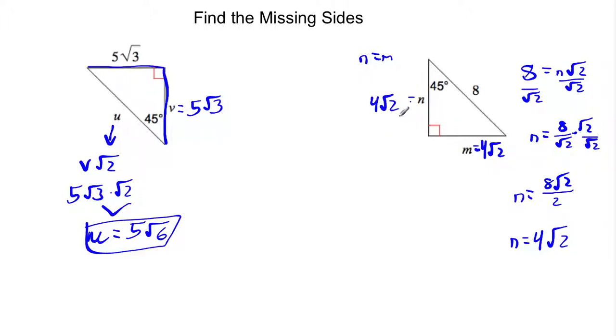So we could have irrational values as the legs. It's not just the hypotenuse, which is always something times root 2. So we may have to use a little bit of algebra, but the rule still applies.